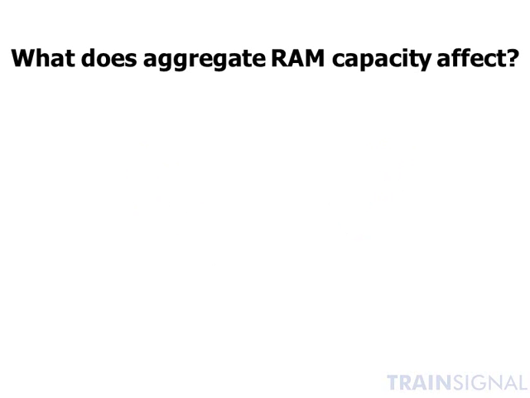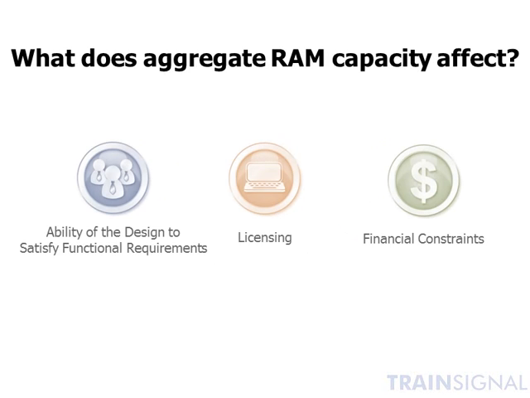Similarly, changes in aggregate RAM capacity affect the ability of the design to satisfy functional requirements. Licensing, as you know, vSphere 5 adds a memory tier in the licensing. So as you specify larger values of aggregate RAM capacity, you may run into changes in licensing. That in turn, along with just the cost of the RAM, could affect the financial constraints.